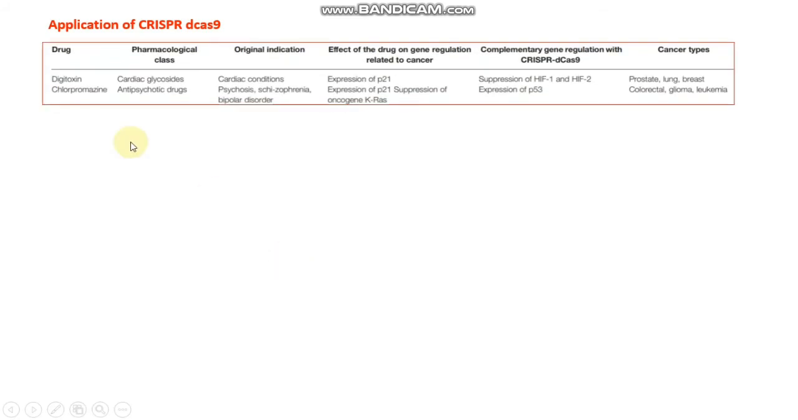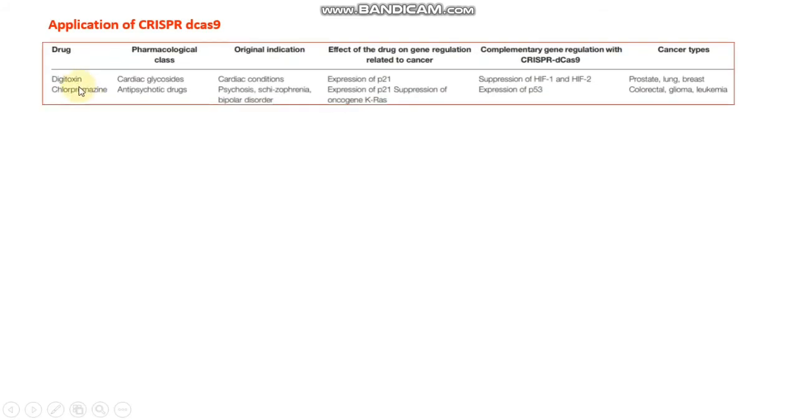So let's talk about the application of CRISPR-Cas9. CRISPR-Cas9 is widely used these days, and in clinical trials, a lot of trials are ongoing and many trials are already done. So let's talk about that.